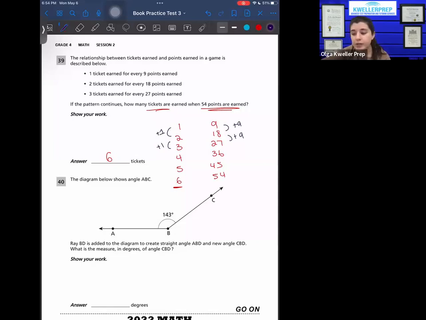Another pattern that you could have noticed is to get from 1 to 9, we have to multiply by 9, right? To go from 2 to 18, we multiply by 9. So then, like we were saying before, multiplication and division are opposites, right? So what you could do is say 54 divided by 9 is going to be 6. That would also be sufficient to show your work. So any way would be sufficient to show your work. You guys would get full credit.